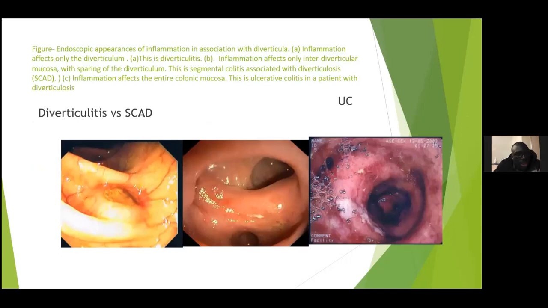This is just a diagram, a picture that tends to represent this. If you look at this A, this is diverticulitis, and you can see that between them it is spared, but just at the ostium alone is what is involved. Whereas in this one, the SCAD, you can see inflammatory changes between the diverticula, but if you look in the diverticulum, they are spared, they are not involved. The ostium is quite clean. And this one with the florid inflammation is the IBD, which is more of the UC in this case.